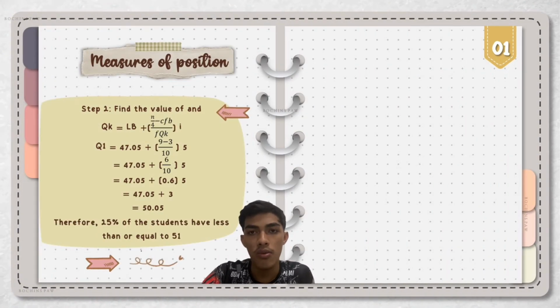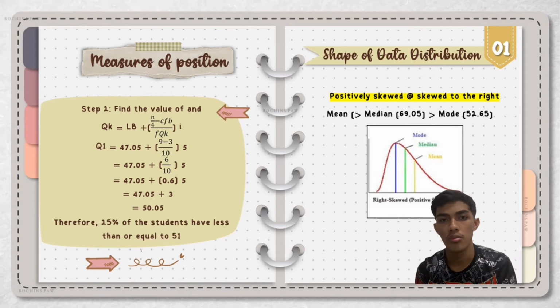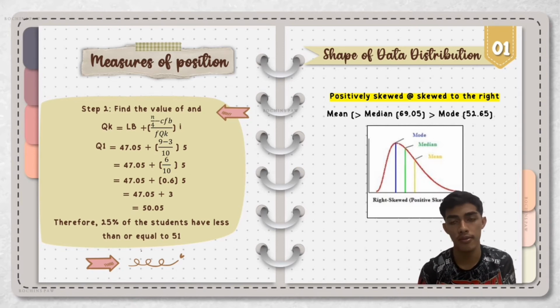Therefore, 20% of the students have less than or equal to 51. Therefore, 75% of the students have less than or equal to 105. Shape of data distribution: positively skewed, skewed to the right. Mean, highest, 69.05. Median, 52.65.